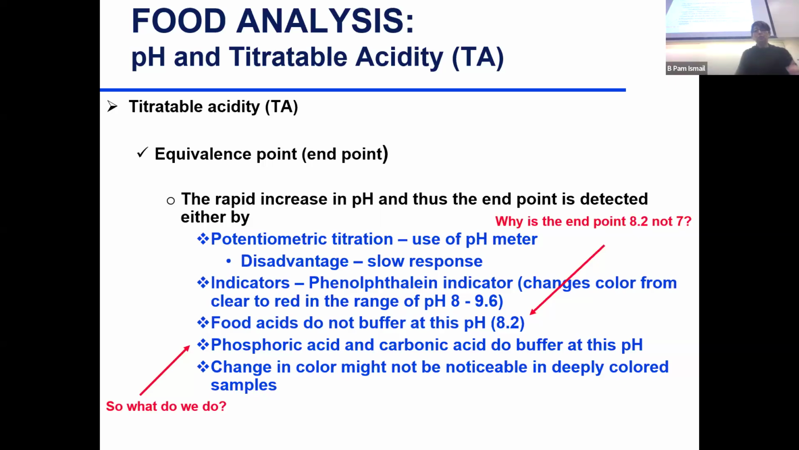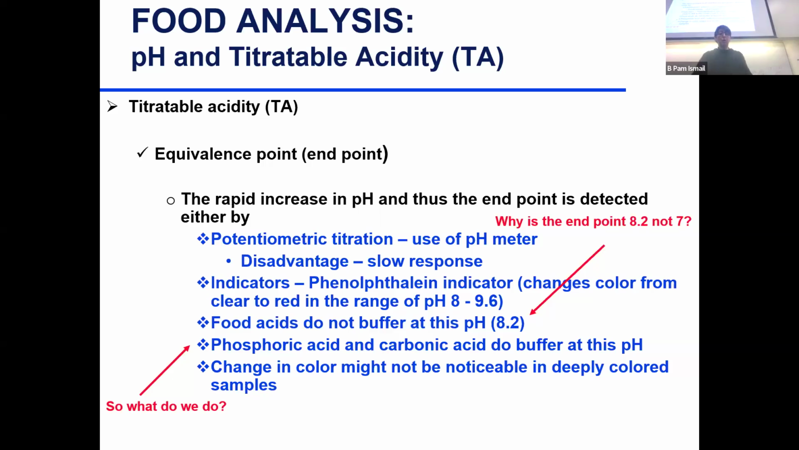So in this case, you can stop the titration using a pH meter once you reach 8.2, instead of having the indicator color disappear over time because of the buffering zone.